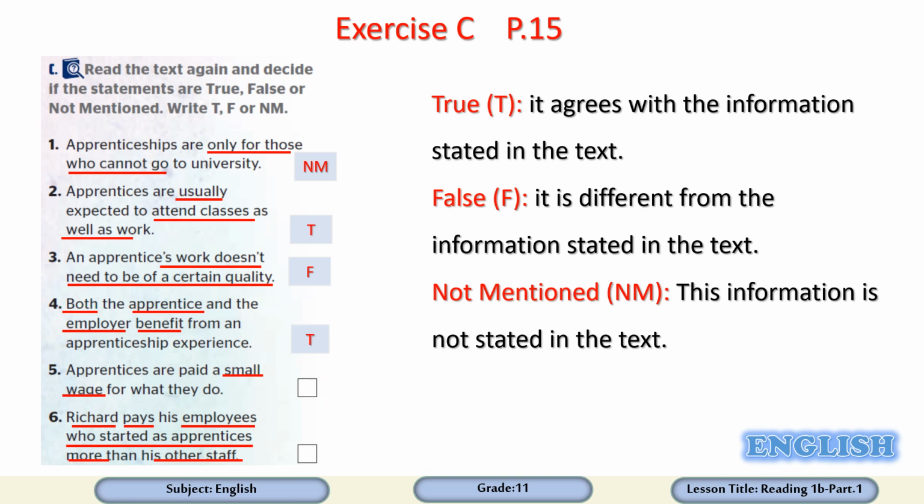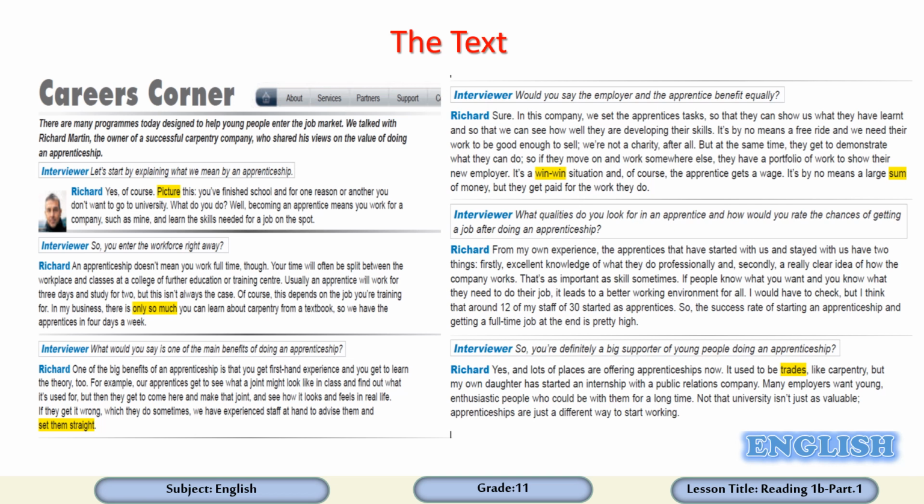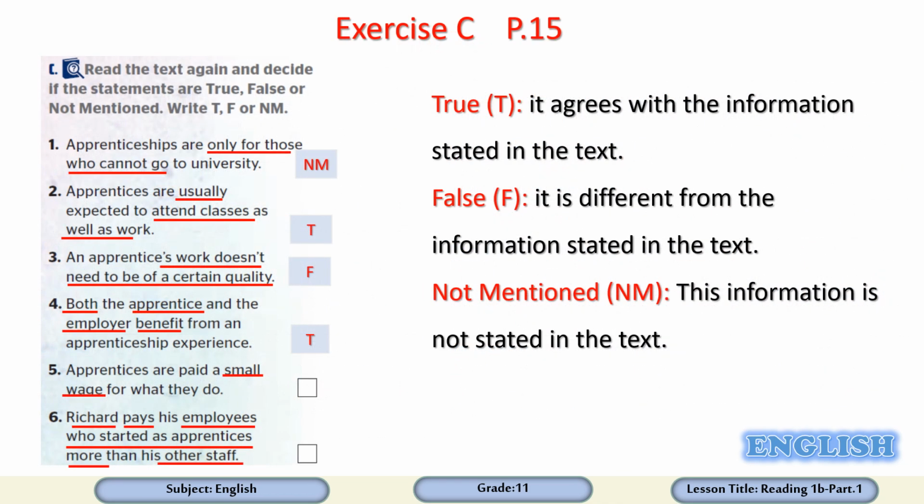Statement 5 now. Apprentices are paid a small wage for what they do. The answer for statement 5 is in this part of the text. The apprentice gets a wage. It's by no means a large sum of money. The text states that the apprentice is paid a wage, and this wage is not a large wage. So statement 5 agrees with the text. So the answer for statement 5 is not hard to guess. Yes, of course, it's true.